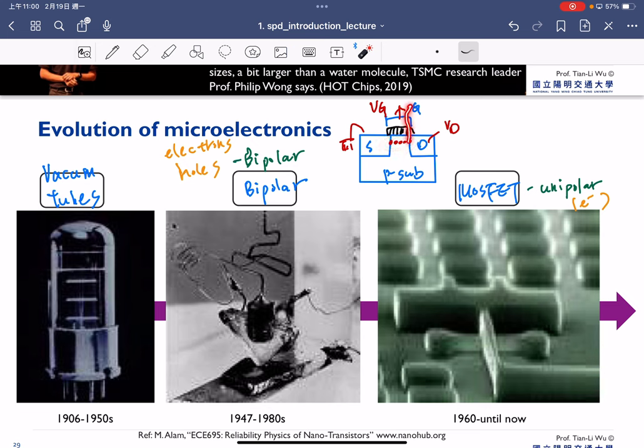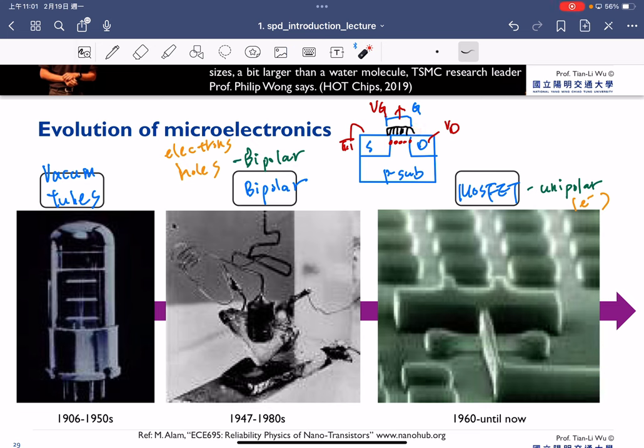For sure, in a real case, it can go up. We will talk about that later. But right now, just use very basic physics. We can expect that when you apply gate bias, you start to attract electrons here. But the electrons cannot go anywhere because this is an insulator.